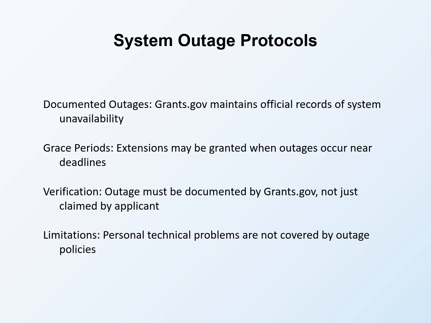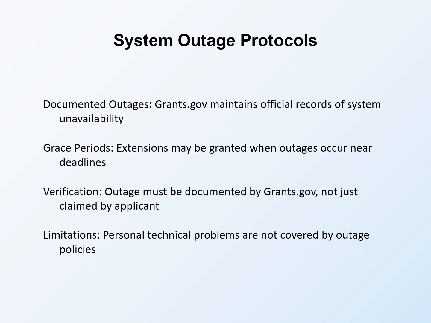Understanding system outage protocols protects you when technical problems occur near submission deadlines. Documented outages are maintained in official records by grants.gov. When the system experiences technical difficulties that prevent users from submitting applications, these outages are logged with specific start and end times. This documentation provides an official record that can be referenced if you are affected.